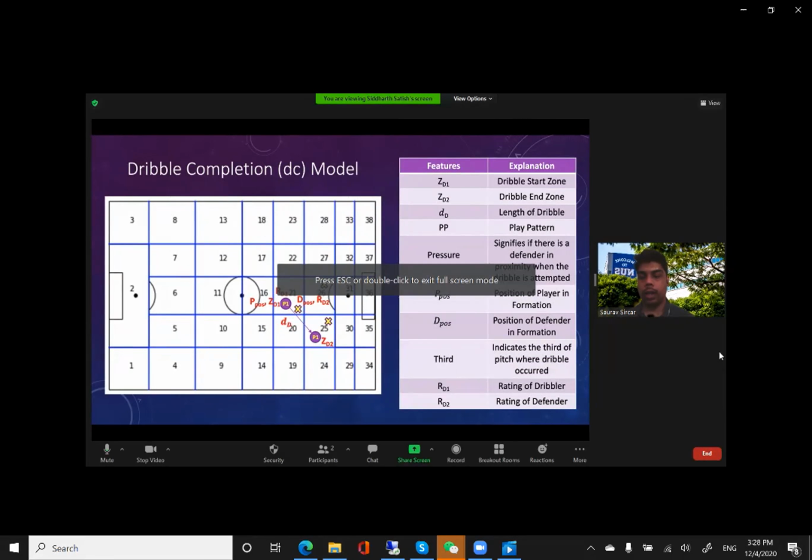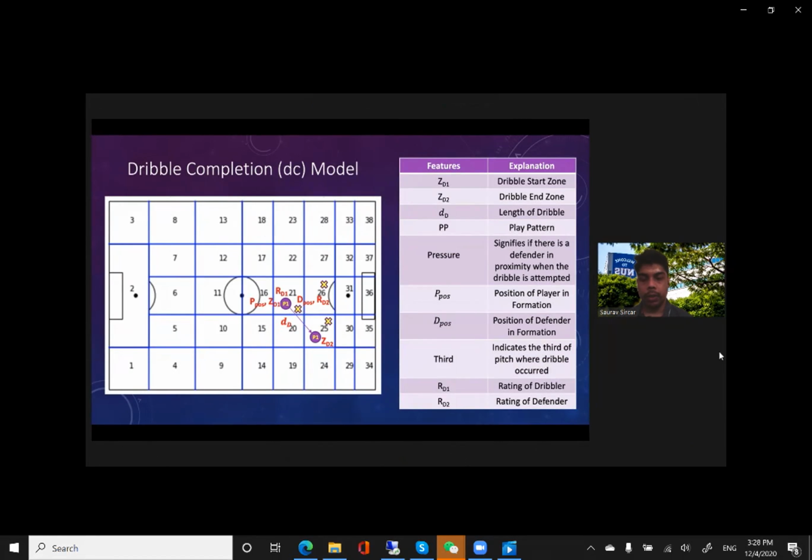And finally, we take a look at the third and final model, which is the dribble completion model. The image again shows domain-specific interpretation of the dribble completion model. The input features for this, again like the previous 2 models, are divided into 3 parts. The first of which is the spatial features, the second of which is the situational features, and the last of which is the personalized features.